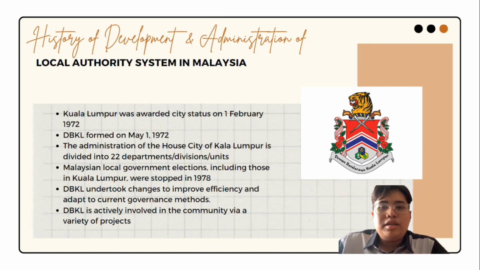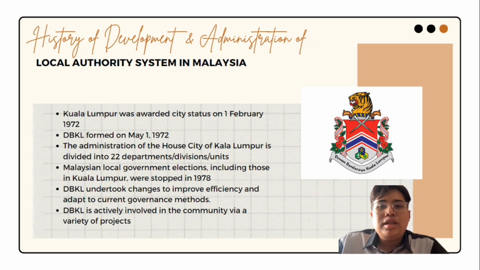Since 1 April 1961, Kuala Lumpur's municipal affairs have been governed by a single entity, which is the Capital City Commissioner, who was later renamed the Mayor of Kuala Lumpur. After that, Kuala Lumpur was awarded city status on 1 February 1972. To oversee and rule the city, the Kuala Lumpur City Hall, DBKL, was founded.